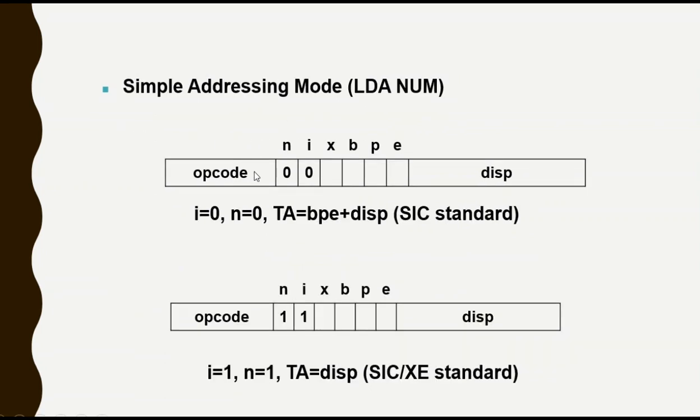So simple address mode. I is equal to 0, N is equal to 0. Target address is the base pointer and displacement. This is the same as SIC standard, like a direct mode. Then the next one, SIC/XE standard. If the instructions are like LDA NUM, then simple addressing mode is used, direct mode, same as SIC standard. But in SIC/XE, I will be 1, N will be 1, and the target address is the displacement.